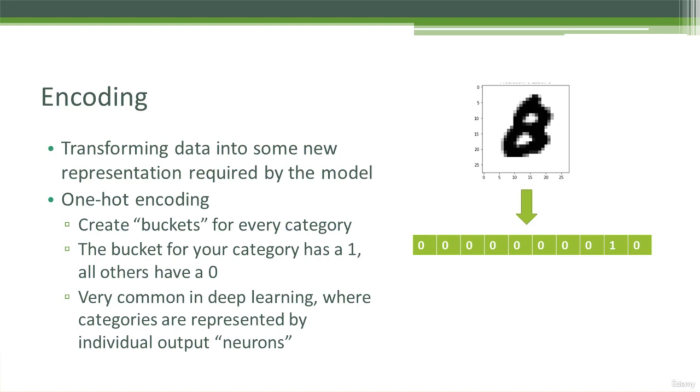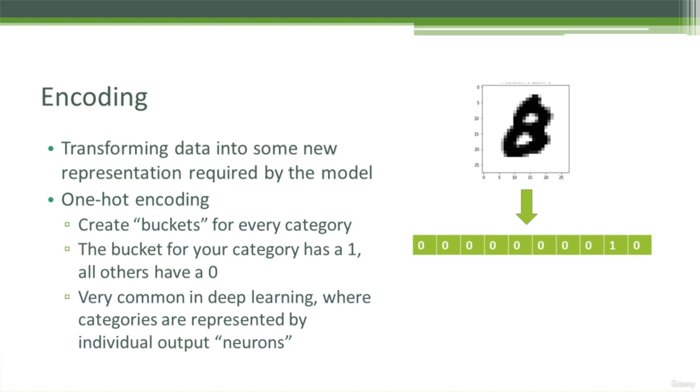Another very common thing you'll do while preparing your data is encoding, and you see this a lot in the world of deep learning. A lot of times your model will require a very specific kind of input, and you have to transform your data and encode it into the format that your model requires. A very common example is called one-hot encoding. Make sure you understand how this works.